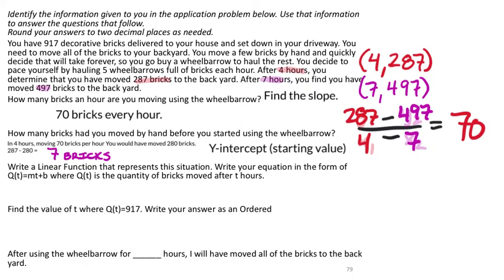Now, the next up, it says write a linear function that represents the situation. But write your equation in the form Q of t equals mt plus b. Q of t is the quantity of bricks moved after t hours. Well, all we need here is the slope, and that's the m, right? Well, we figured out the slope is 70 bricks per hour. And also we figured out the y-intercept. We'd moved 7 bricks before that. So the full expression, Q of t equals 70 times t, that's the time in hours, plus 7. And that right there would be our function.